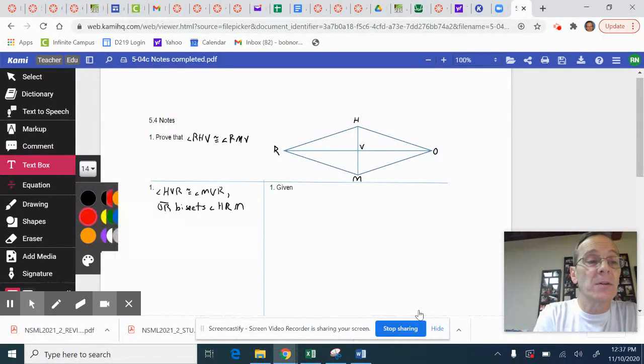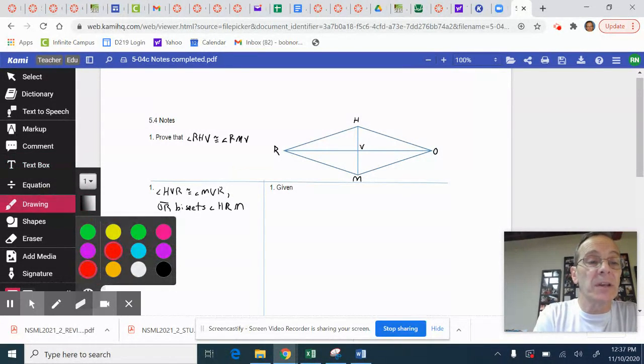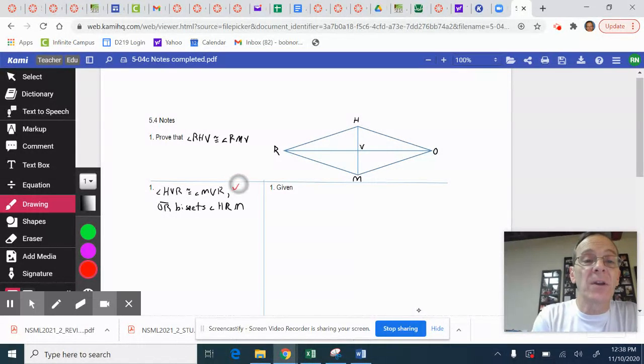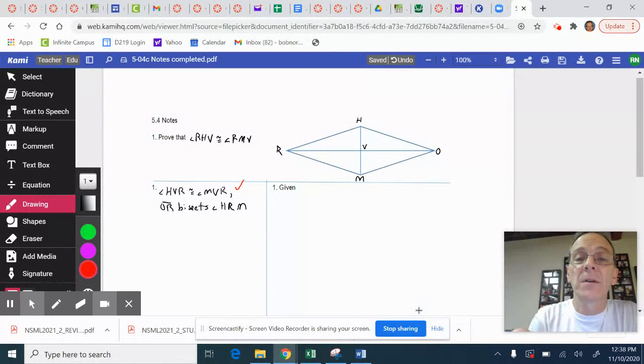Angle HVR congruent to angle MVR. HVR congruent to angle MVR. That's those two angles right there, congruent to each other.